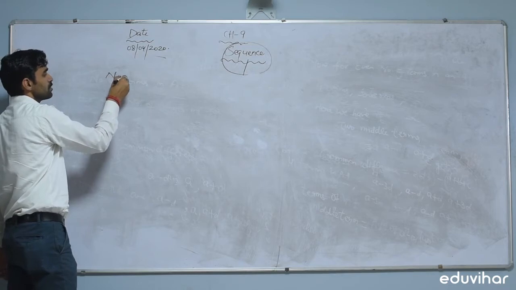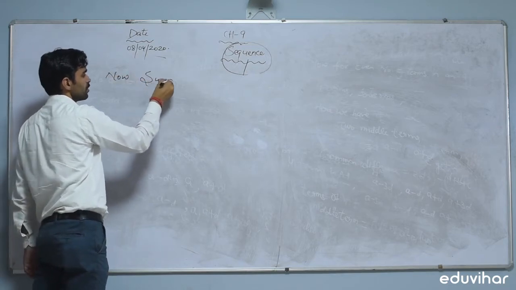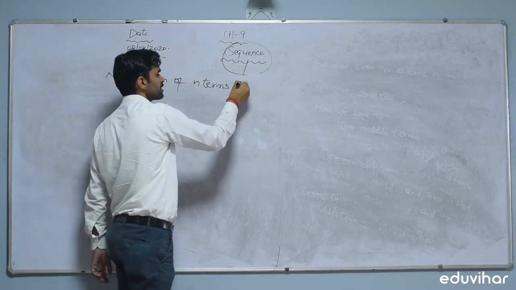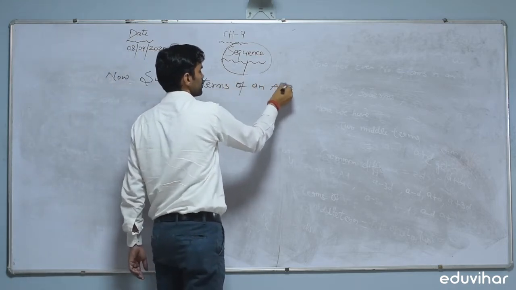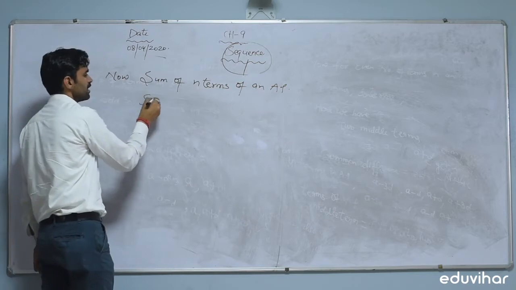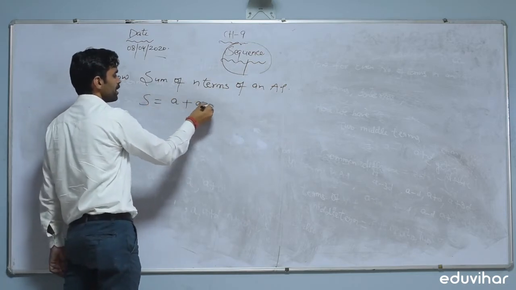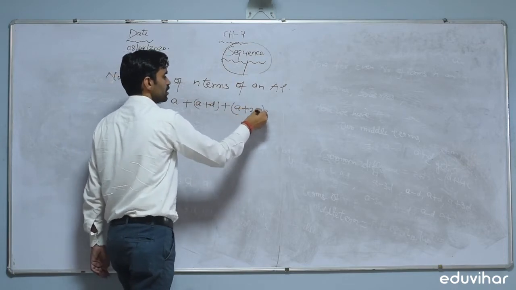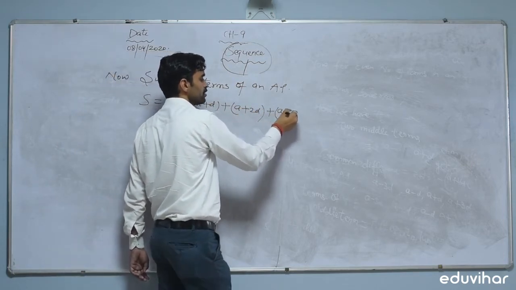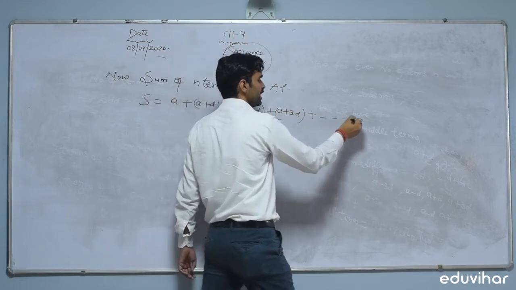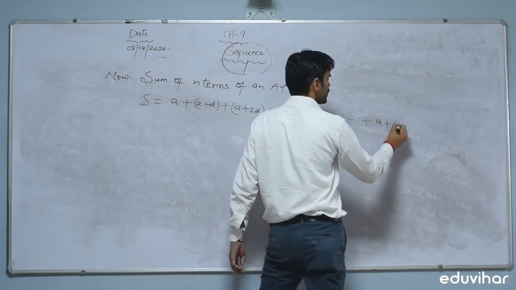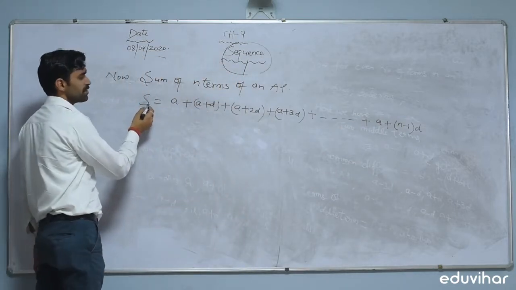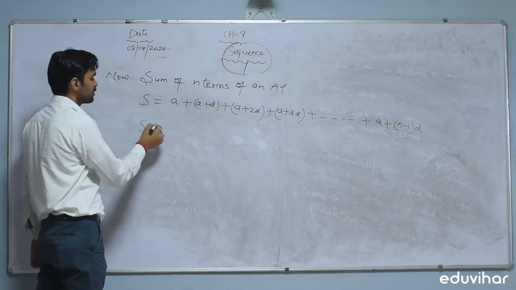Now, sum of n terms of an AP. Consider the AP A, A plus D, A plus 2D, A plus 3D. In this way, the nth term can be written down as A plus (n minus 1) into D. In the same way, this is the sum of n terms, S means the sum of n terms.